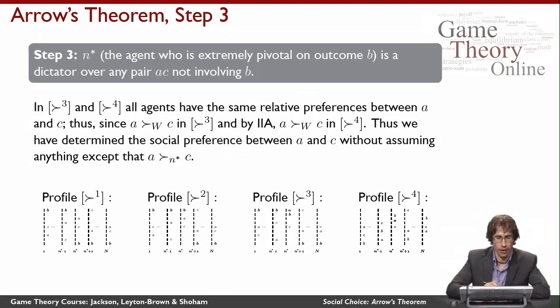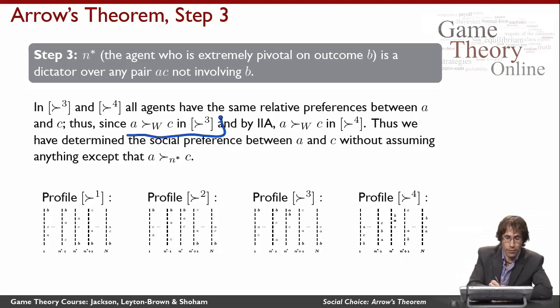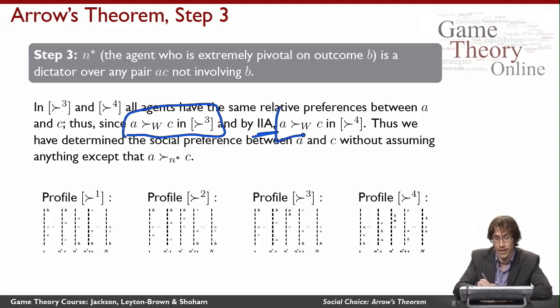Now, what do we do with pref 4? Well, in pref 3 and pref 4, all of the agents have the same relative preferences between A and C. So we've moved things all around, but we've done it in a way that still has all of the agents in 3 and 4 having the same preferences between A and C. And we know that in pref 3, the social welfare function has to rank A higher than C. So, by independence of irrelevant alternatives, it must be that the welfare function also ranks A above C in pref 4.